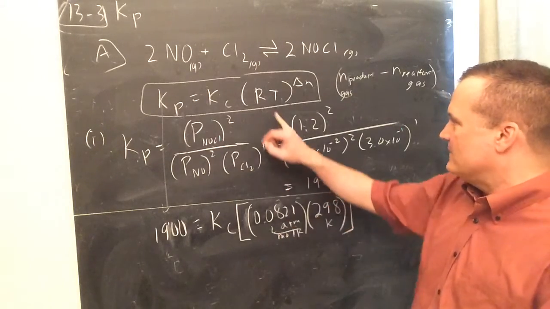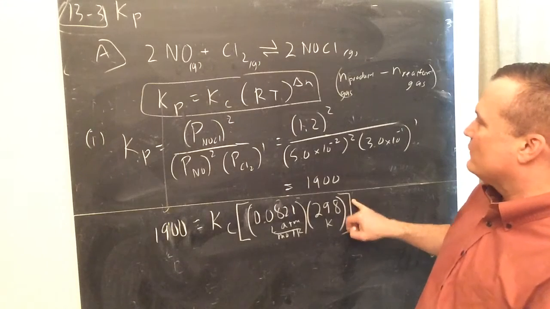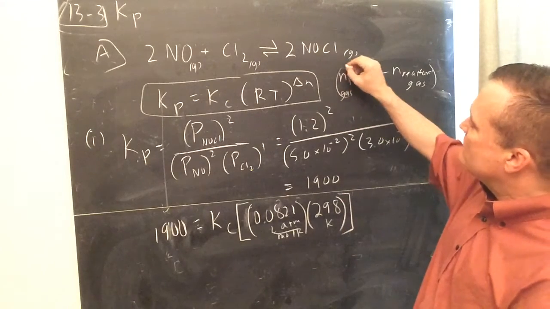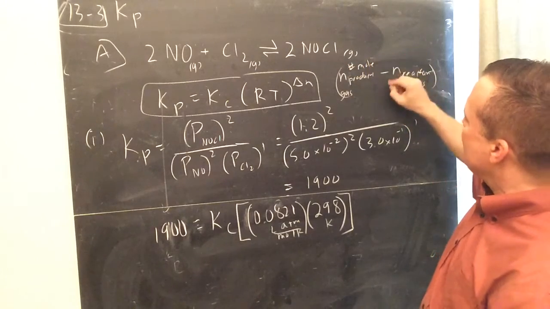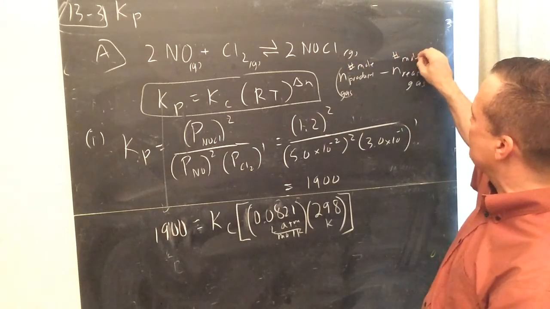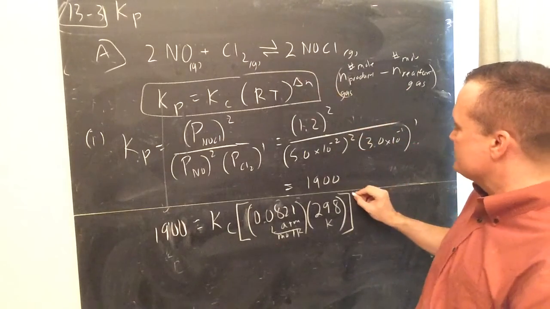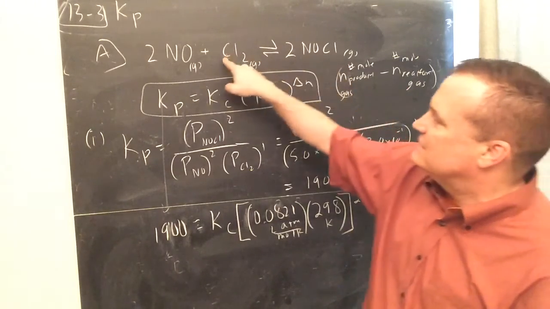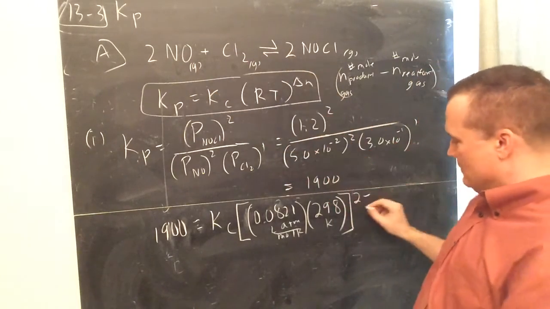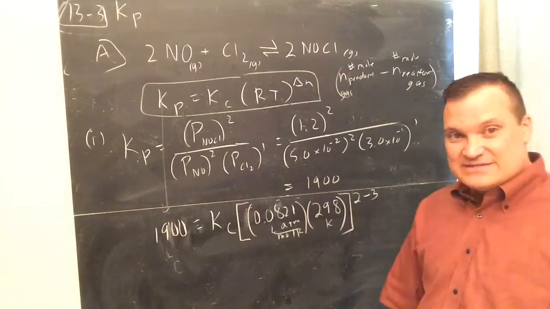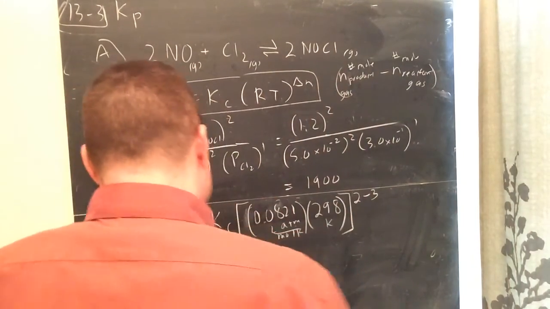So it's R times T, and you raise the entire thing to the power of delta n, the number of moles of product gas minus the number of moles of reactant gas. So product gas is 2 moles, minus reactant, which is 2 plus 1, 3 moles. 2 minus 3 means negative 1 power, right? So let's do some algebra here.